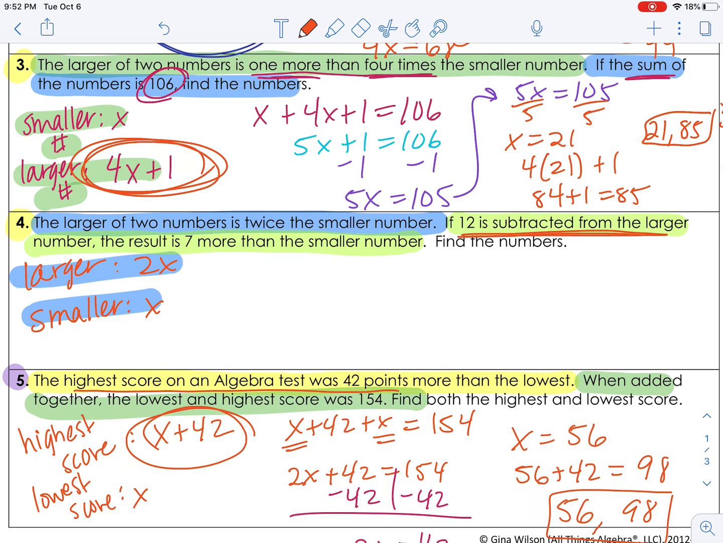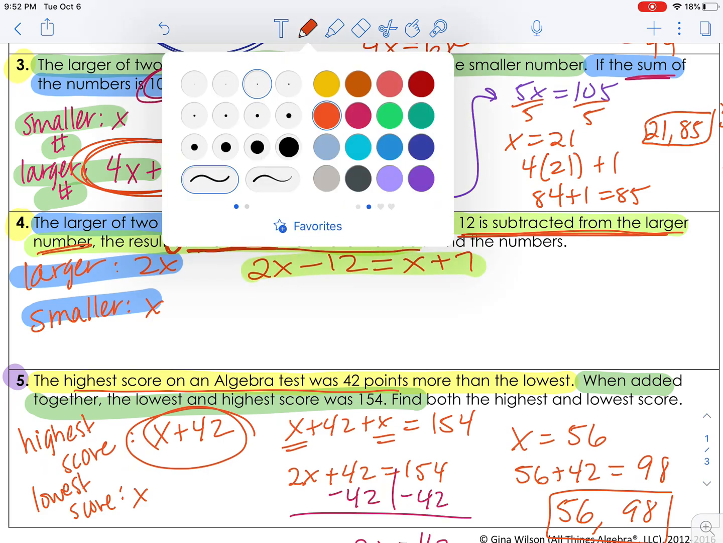So if 12 is subtracted from the larger, so subtracted from is one of our turnaround phrases. The larger number is 2x. What am I taking away from 2x? I'm taking away 12. That's what it means if 12 is subtracted from the larger number. The result is, remember, is equals 7 more than the smaller number. Well, the smaller number is x. 7 more than the smaller number is x plus 7. So that sentence sets up our equation. We're ready to solve.